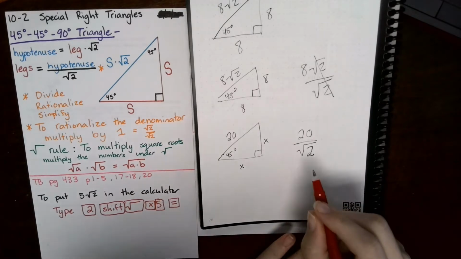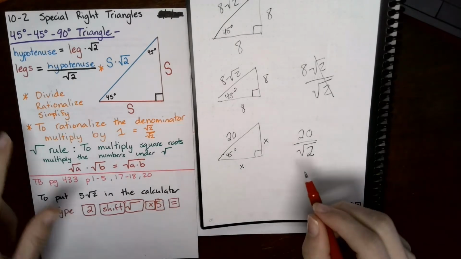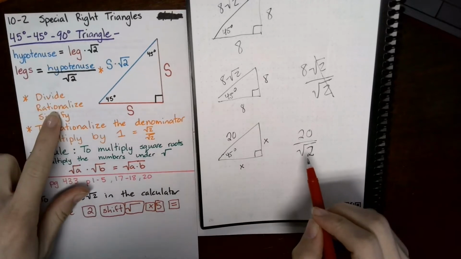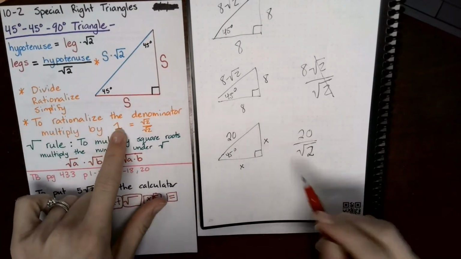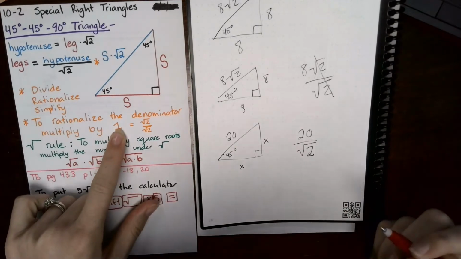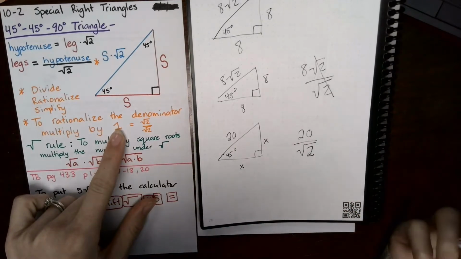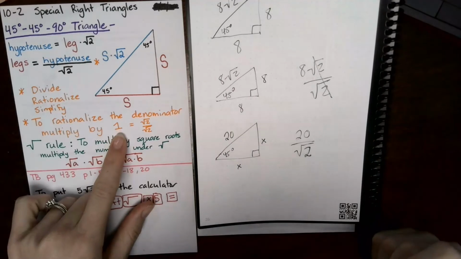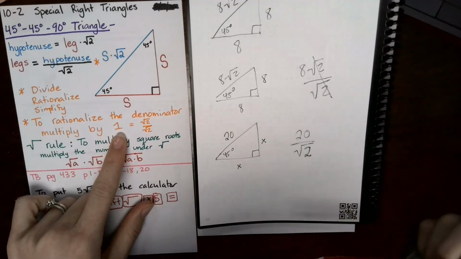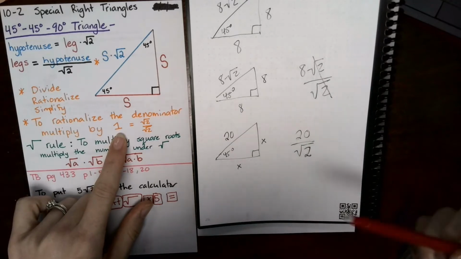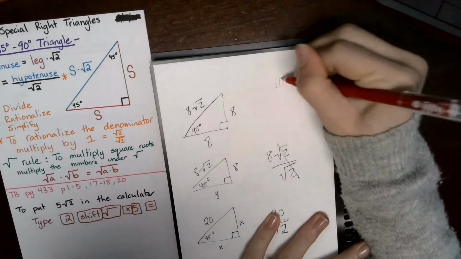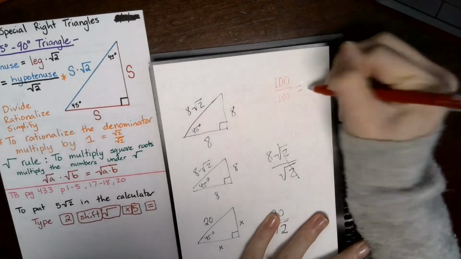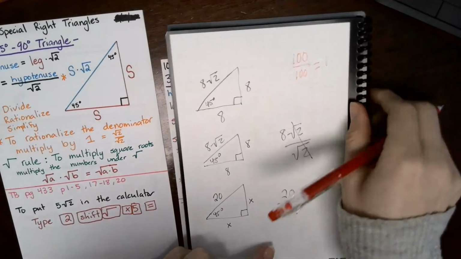So in order to rationalize the denominator, so we divided, now we rationalize, and then we'll simplify. So to rationalize the denominator, we multiply by the number 1. Now 1 could be anything. 2 over 2 is 1, right? 10 over 10 is 1. 100 over 100 is 1. So we can make 1 be any number over itself. Now we just want to pick a really smart 1.